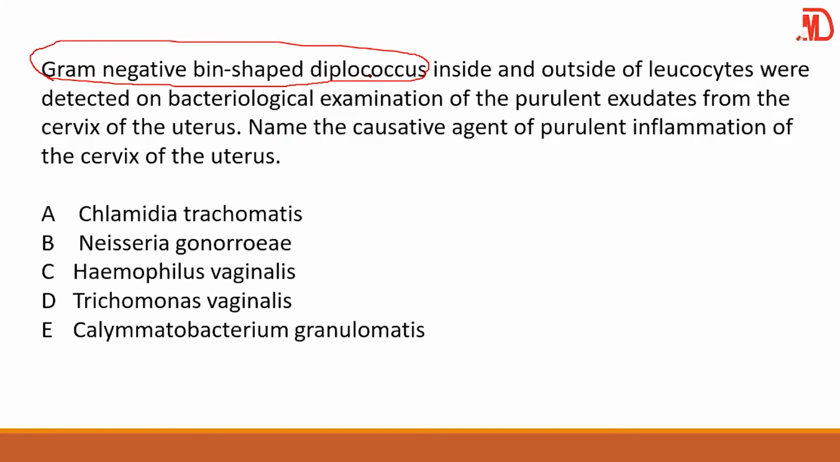It's Neisseria gonorrhoeae. Why? Because the microorganism is Gram-negative. This is beans. So it's a bean-shaped diplococcus. So your answer is B. Don't think too much.